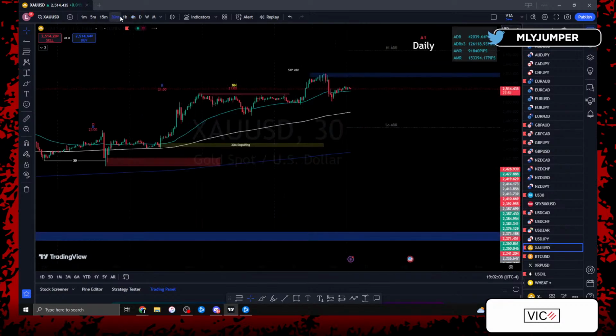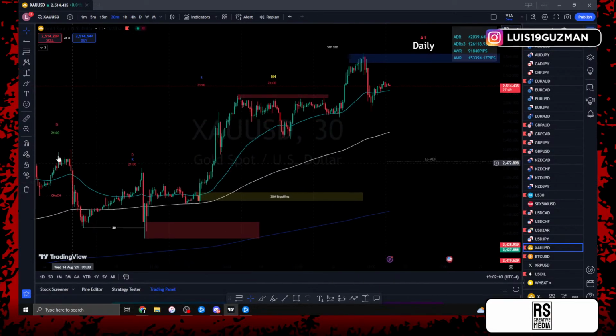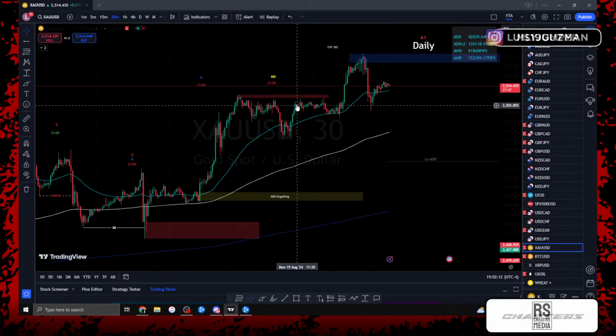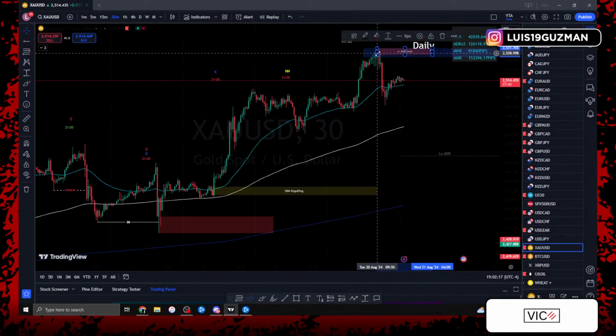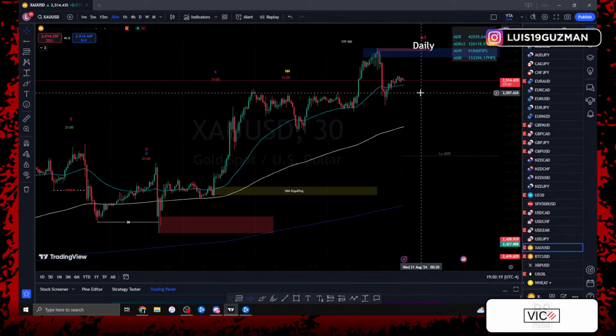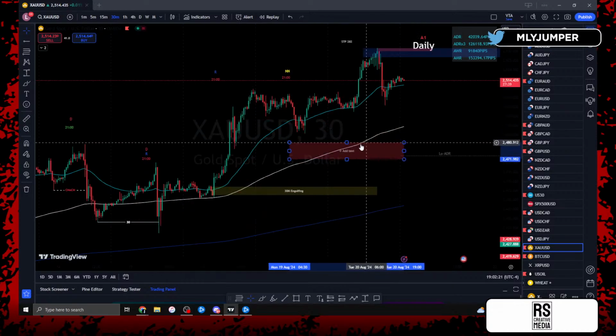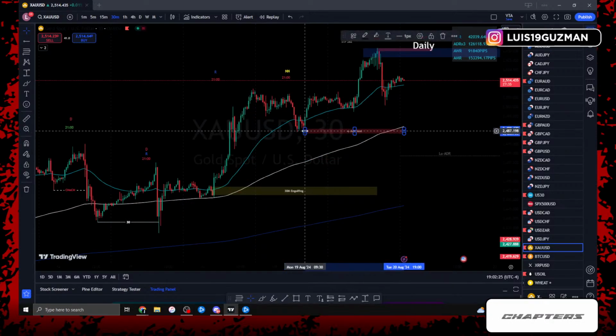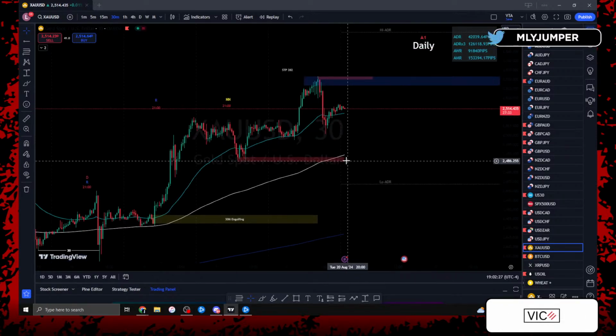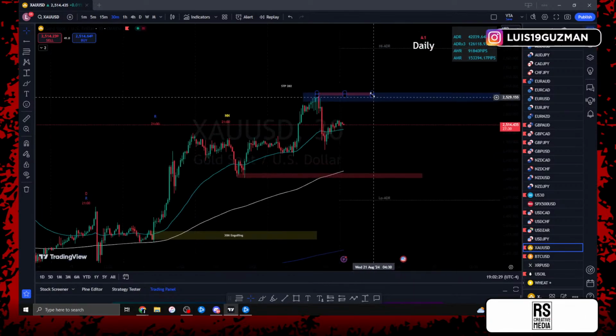In the 30-minute time frame, we also know that we had higher high, higher low, higher high, higher low, right? And now we're trading between this higher high over here, and these higher lows down here. So once again, we'll just wait this one out. We'll see what price wants to do.